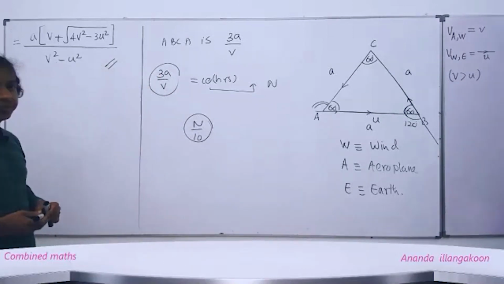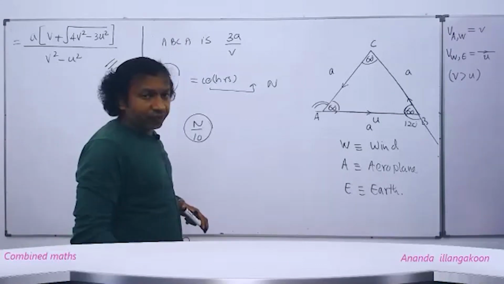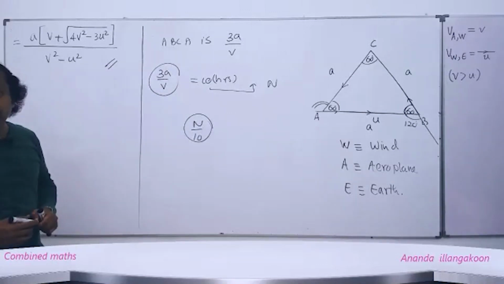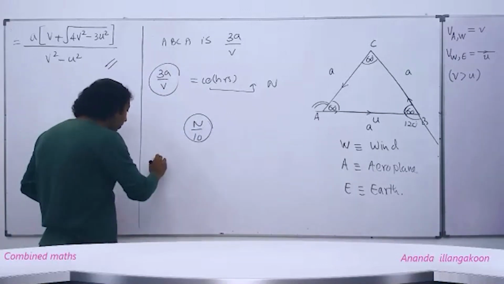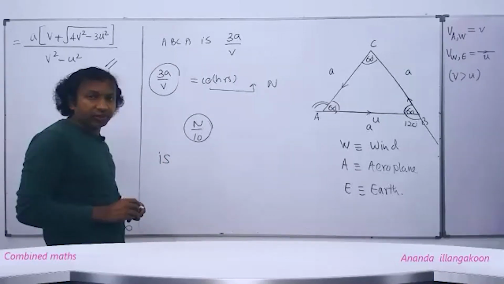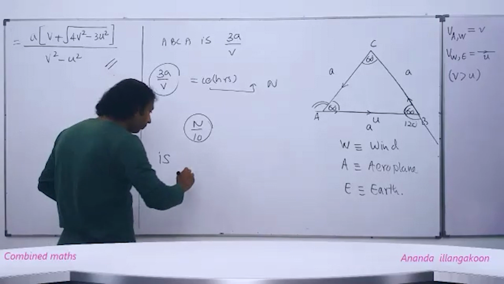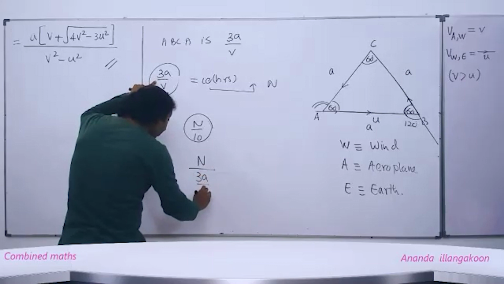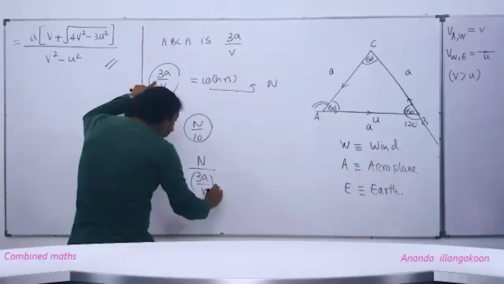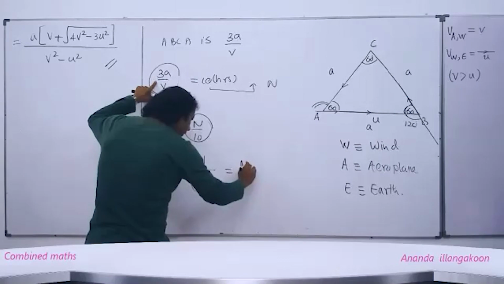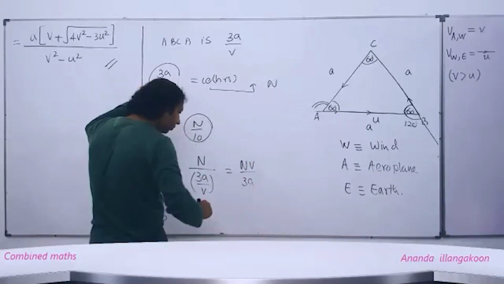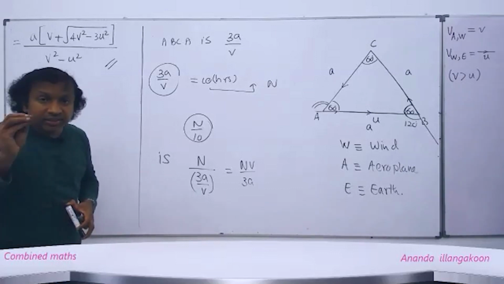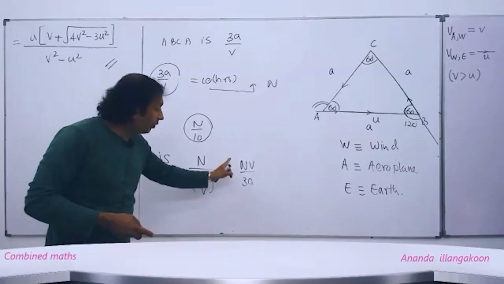Therefore, the number of liters of fuel required per hour is N divided by 3a by b. What is this? This is N b divided by 3a. Right.